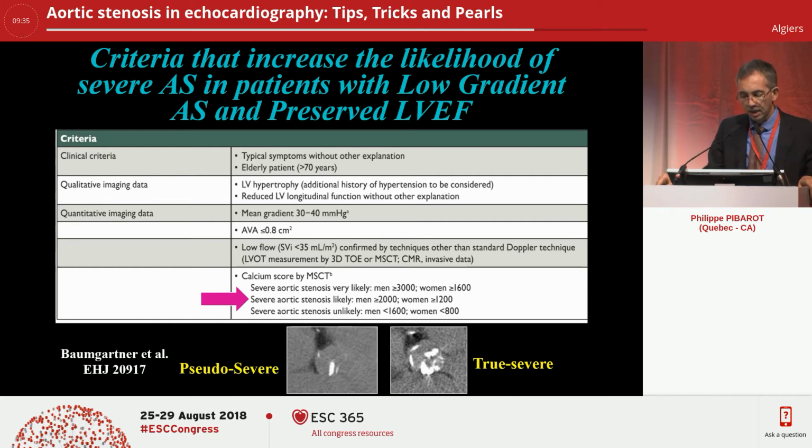And it is recommended to use different cut points in men and women. So if you have a calcium score that is larger than 2,000 in men, 1,200 in women, this is consistent with a true severe AS. And again, this is a non-contrast CT that you need to use.